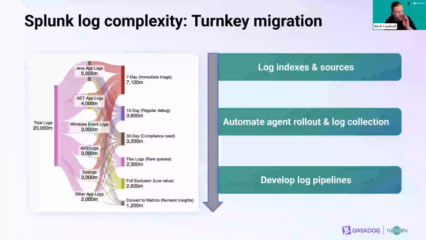Using Datadog's tools and services available, go through those logs and pick and choose which should end up in which sort of bucket. For example, 50% of your Java application logs should go in a 7-day bucket. You need them now. You'll only need them in a week to do triage. After a week, they're kind of irrelevant.